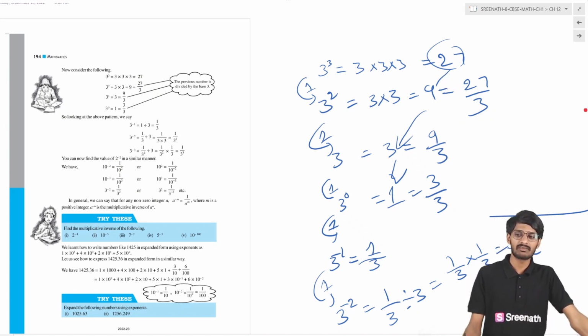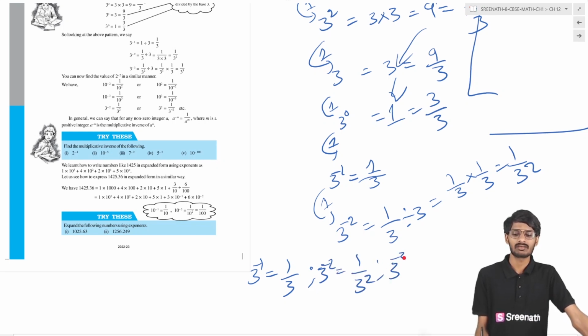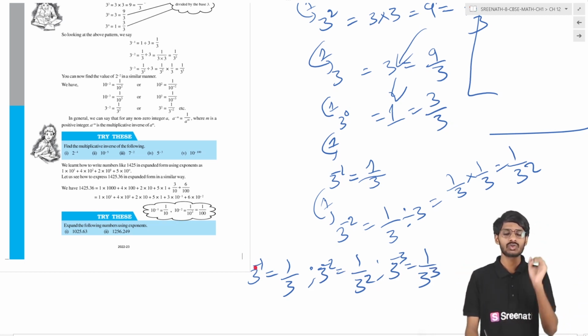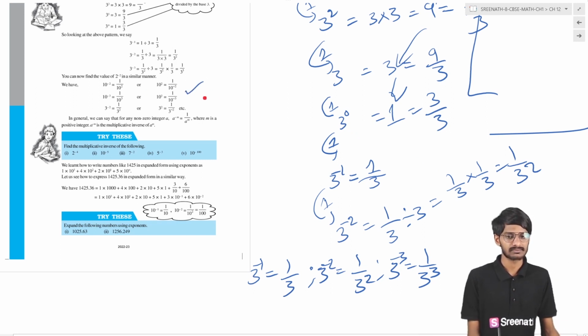So in this way, what is our conclusion? 3 power minus 1 equal to 1 by 3, 3 power minus 2 equal to 1 by 3 square, 3 power minus 3 equal to 1 by 3 cube, students. So whenever there are negative numbers in the powers, don't worry. Whatever the number is, whether it is 3 or 10 or whatever it may be, you just have to write 1 by that number with the power as a positive integer. That's it, students.